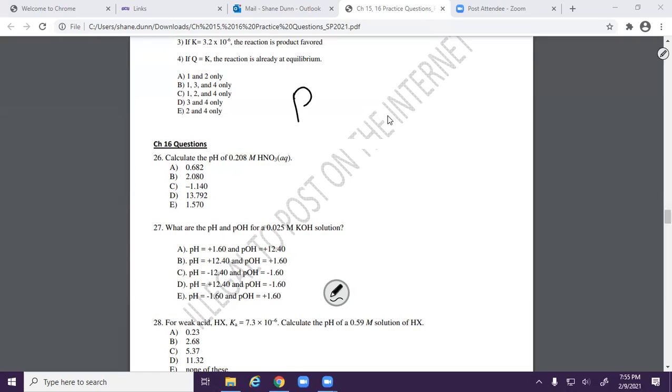So, pH indicates what? What does pH indicate? pH indicates the level of acidity, right?